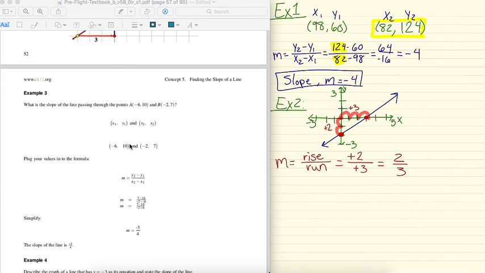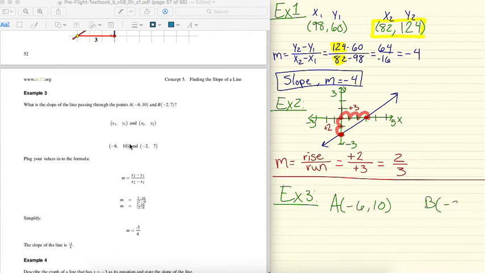All right, let's take a look at example 3. So example 3, we're given 2 points, I'm sorry. It says, what is the slope of the line passing through the points A being negative 6, 10 and B being negative 2, 7? You could draw a picture of this graph and calculate rise over run by creating a visual, or you can use the formula. I'm going to use the formula here, but know that you could create a visual like we did in example 2 and count it out that way, and that would be fine.